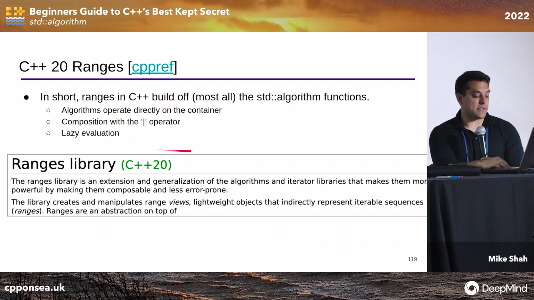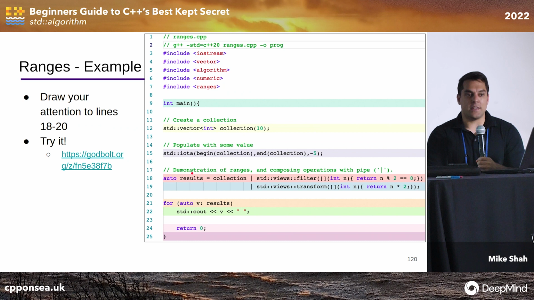So just to give you the sort of hello world of ranges in C++, I'll draw your attention to lines 18 through 20 here, which I think is the interesting part. On line 12, we have a collection. We use iota, which we just learned about, which populates that collection. But then what I want to do here is actually filter and do something interesting with our collection. So let's take a moment here. I'll take my collection. This pipe operator is a new thing, C++20 and beyond. And a view is, again, just a sort of snapshot of our collection, some range. And we're going to return all the elements where n mod 2 equals 0, and then transform those elements here.